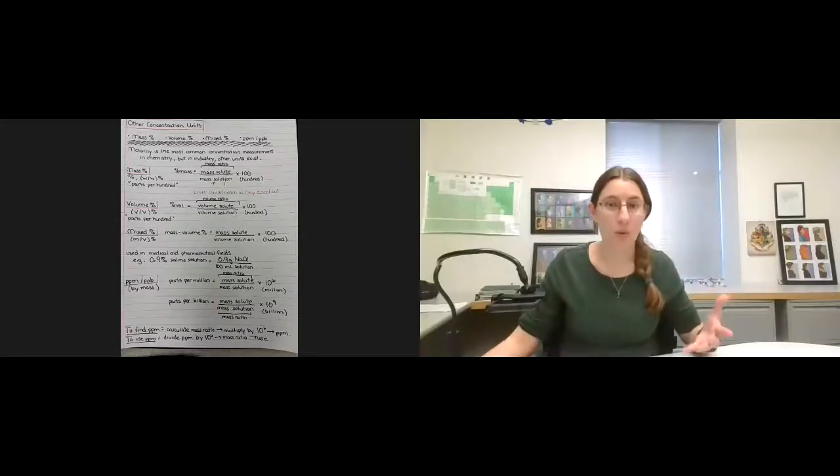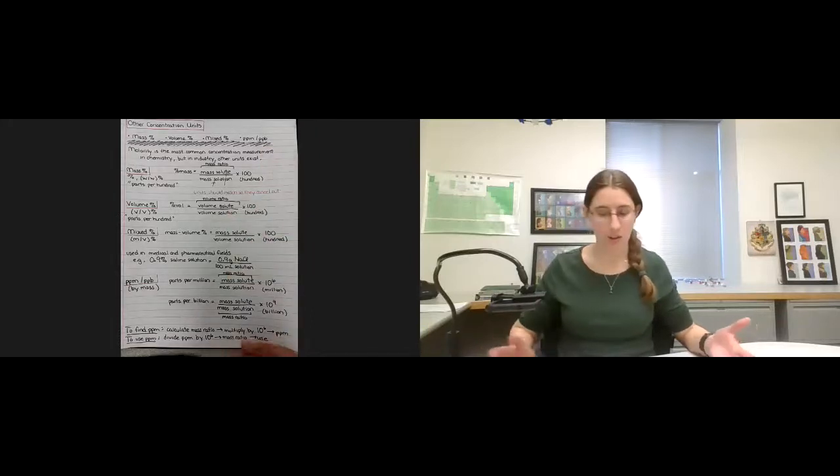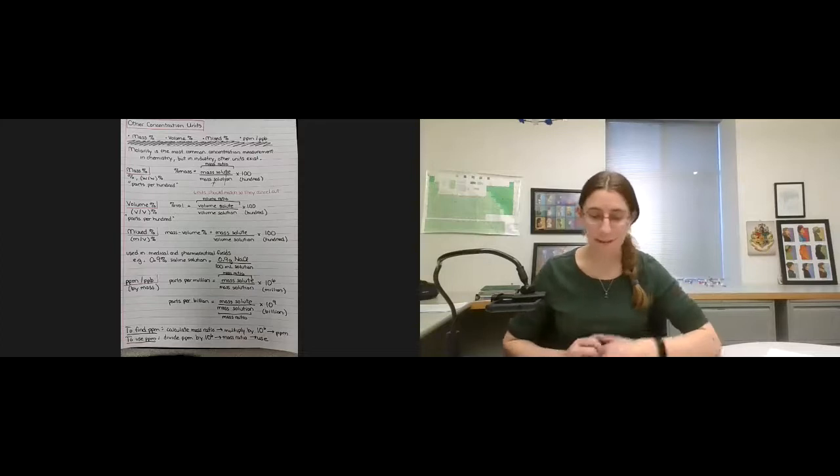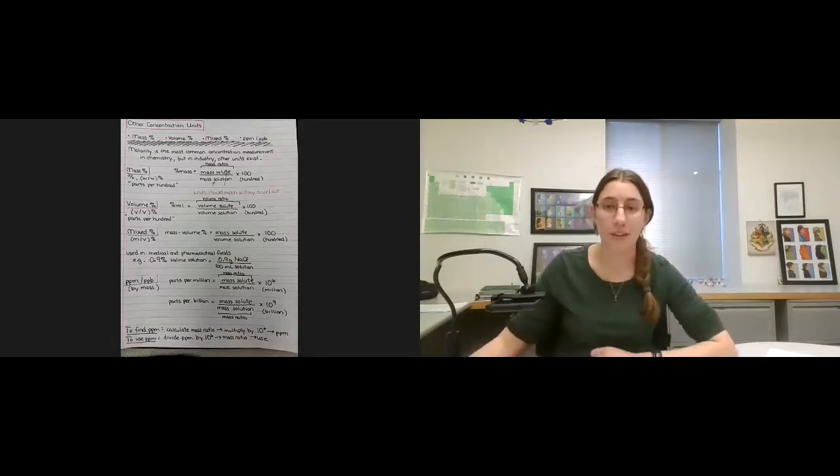So in the next video, we will do a series of examples using these one, two, three, four, five-ish other concentration units plus molarity, and show how to use them in the context of a word problem.